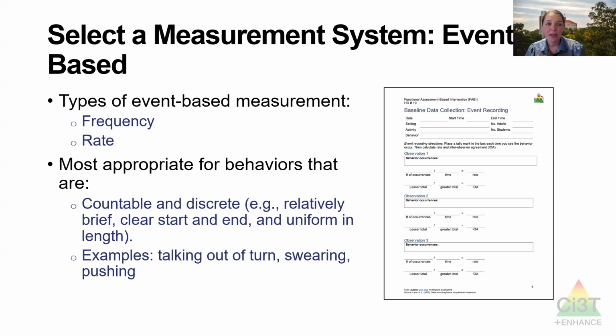And this is best for behaviors that are countable and discrete. What that means is things that are pretty short, they have a really clear start and stop, and they're uniform in length, meaning they take about the same amount of time. Examples are talking out of turn, like calling out, swearing, pushing, something very discrete. You can see it happen. It's quick, has a really clear start and end.